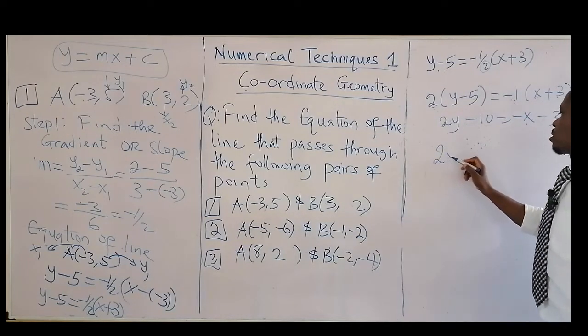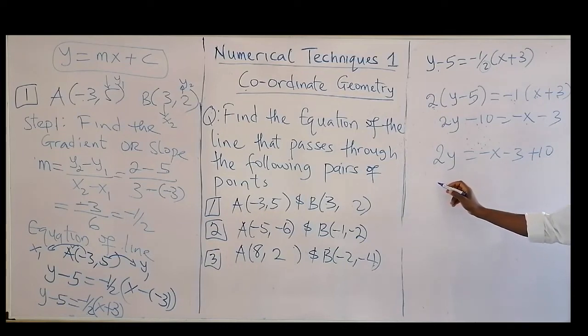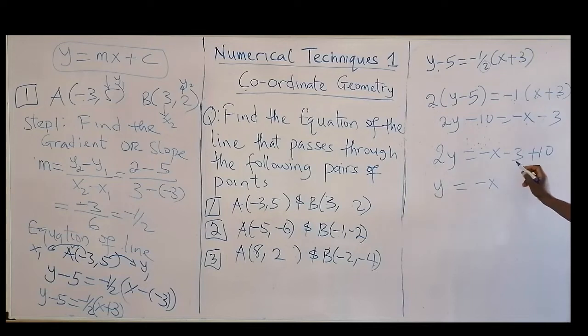Then 2y equals minus x, minus 3. This one moves to the other side, plus 10. Now can you make y the subject? So we have minus x, minus 3 plus 10, that's plus 7, all over 2. Okay, so that's the answer. We can also write it this way: y equals half into bracket minus x plus 7.